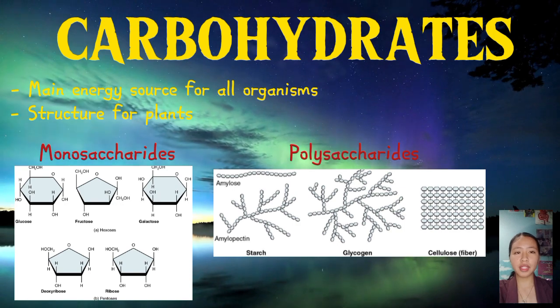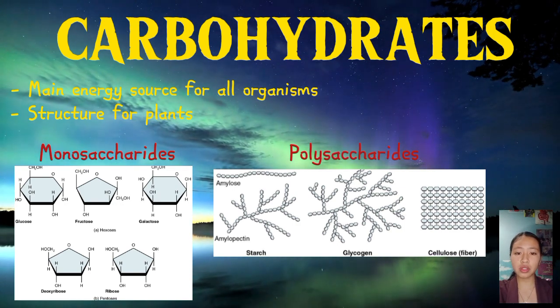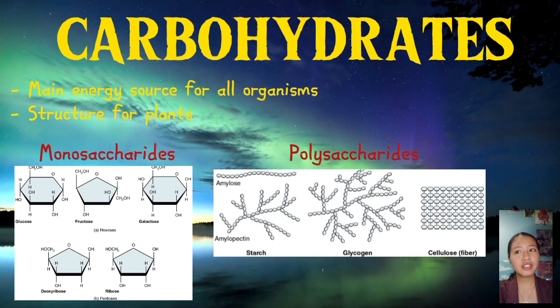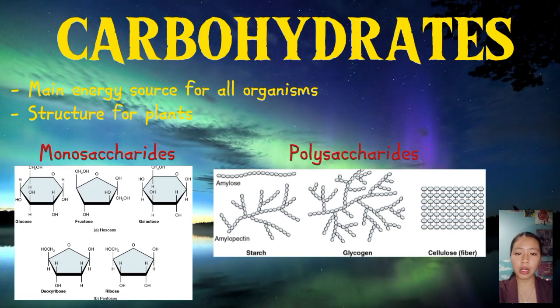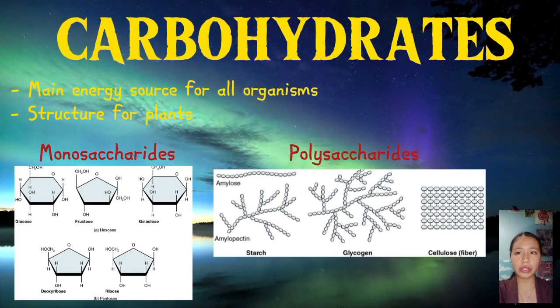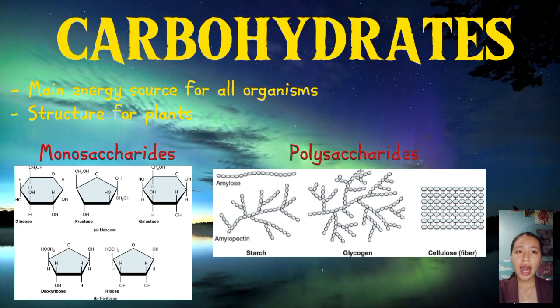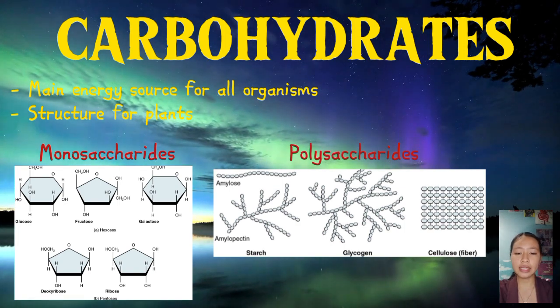Then your polymers are called polysaccharides, and they're a long chain of monomers, or monosaccharides. They serve as carbohydrate storage, like starch in plants and glycogen in animals for energy storage, and as structure, like cellulose in plants and chitin in insects.